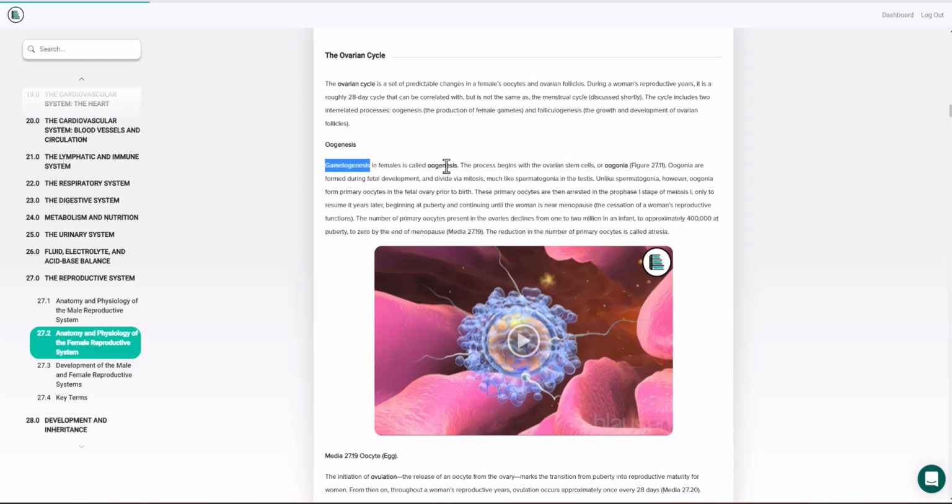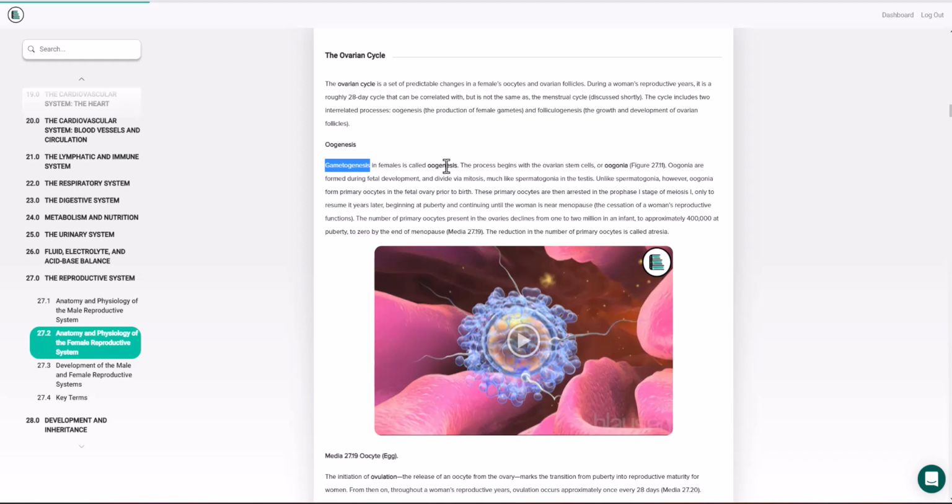Recall that in the male, spermatogenesis does not begin until puberty. When the Leydig cells start to produce testosterone, they start turning on those spermatogonia, and from that point on, sperm are produced through the male's lifetime.